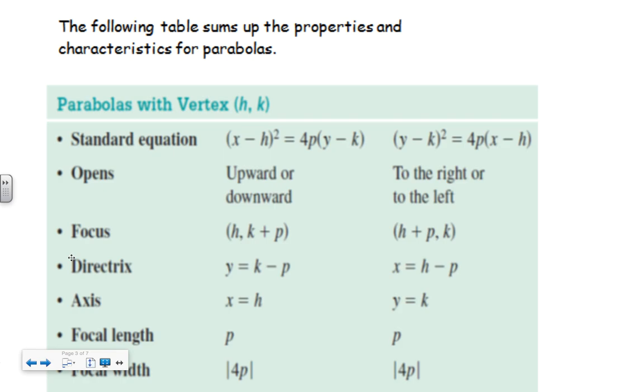These are the standard equations of a parabola in vertex form. The first column has to do with the x being squared, so it's either going to be up or down. The second column has to do with the y being squared, so that's going to be either left or right.